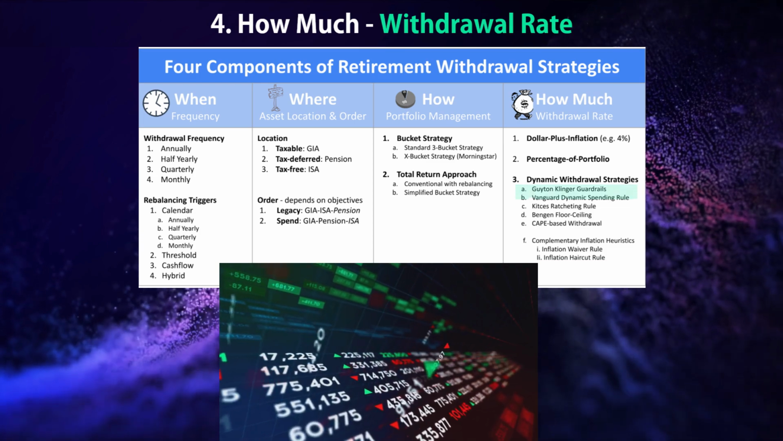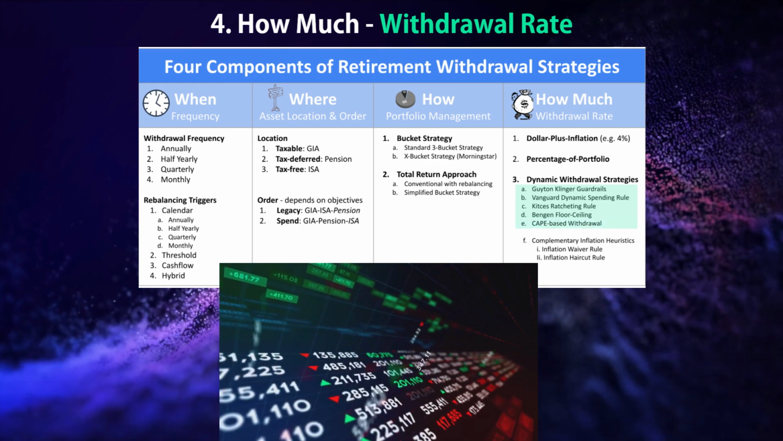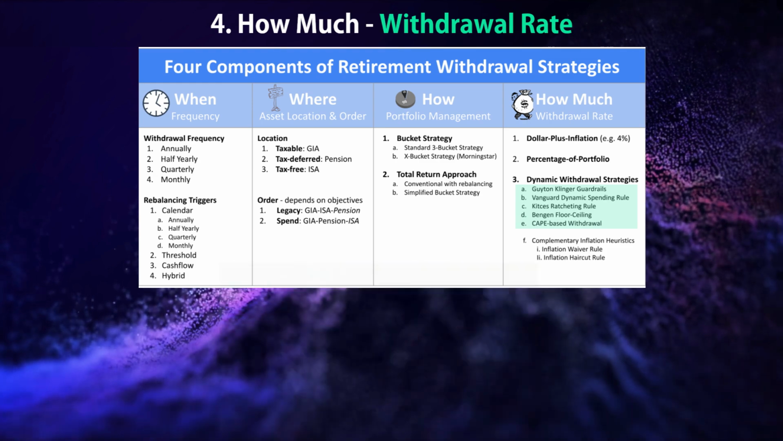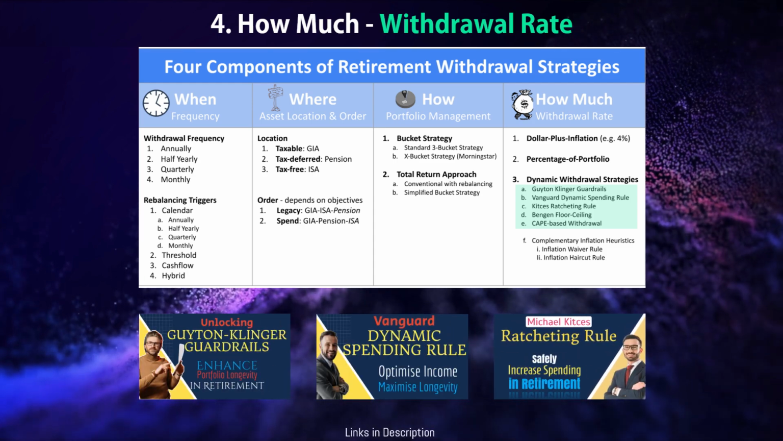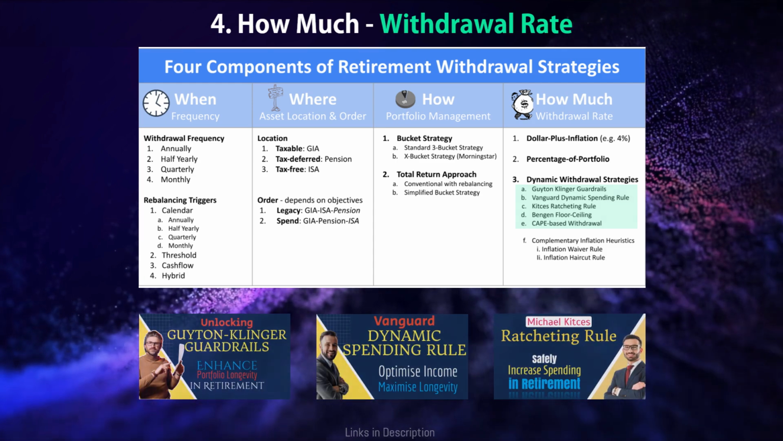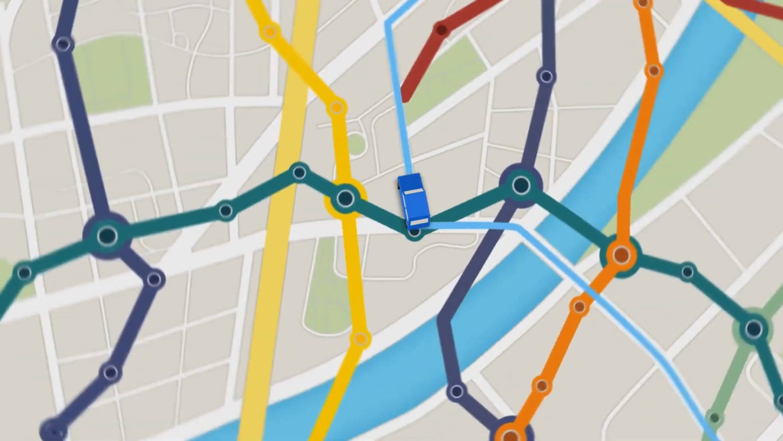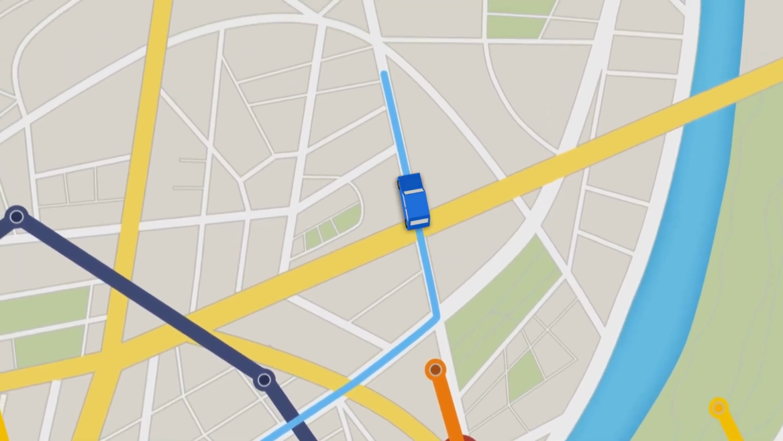Third, dynamic withdrawal strategies vary the withdrawal amount based on portfolio and market performance. These include the Guyton-Klinger Guardrails, Vanguard dynamic spending rule, Kitces' ratcheting rule, Bengen floor-ceiling, and CAPE-based withdrawal strategies. I've covered several of these in other videos, and I'll include links in the description for anyone interested in exploring these further. With the exception of the ratcheting rule, all other dynamic spending strategies assume that retirees are both able and willing to adjust their spending.